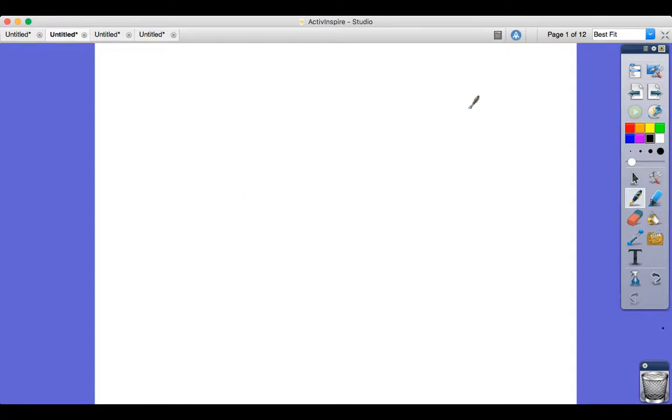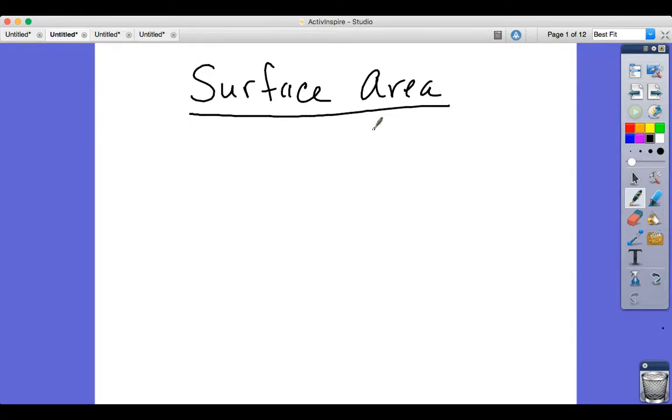So today we are going to be talking about something a little bit different. We are going to be talking about some surface area. Now last week we talked about area of composite figures. We've been talking about area a whole bunch. This time we're going to be talking about areas when it comes to three-dimensional figures.